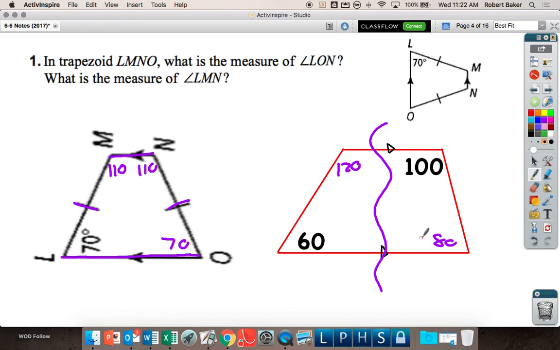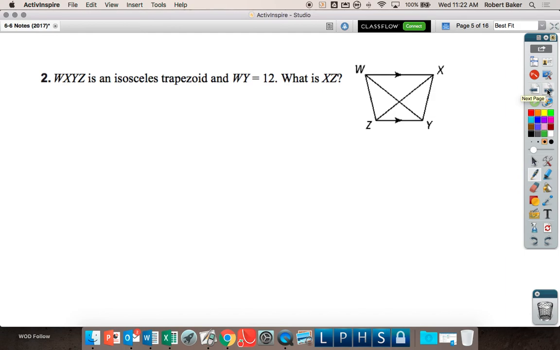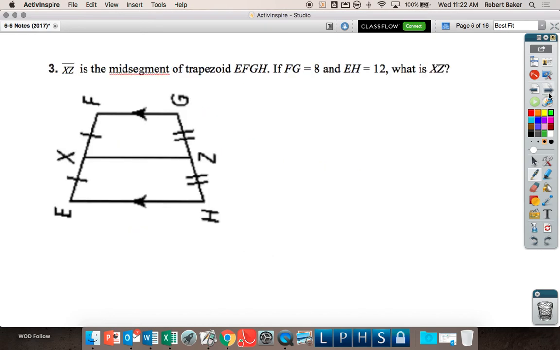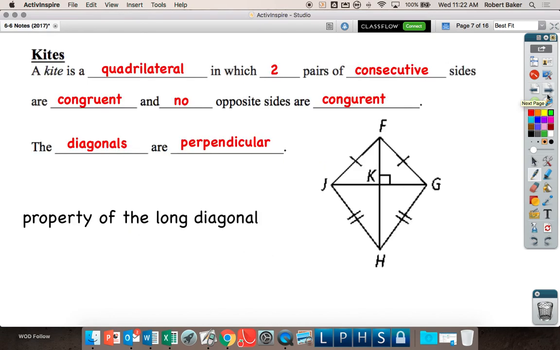So the sides that are touching each other are congruent. So what that looks like is purple and purple, right? That is a set of consecutive congruent sides. And then another set of consecutive congruent sides. But opposite sides cannot be congruent, or otherwise it would be a rhombus. So it's 2 sets of consecutive congruent sides, but opposite sides are not congruent. That's what it looks like.